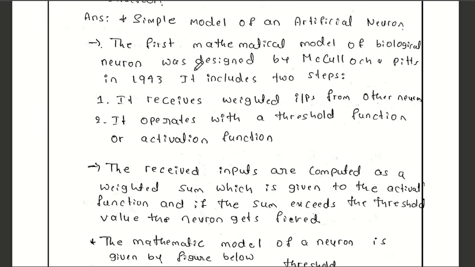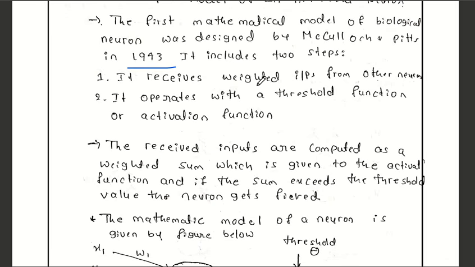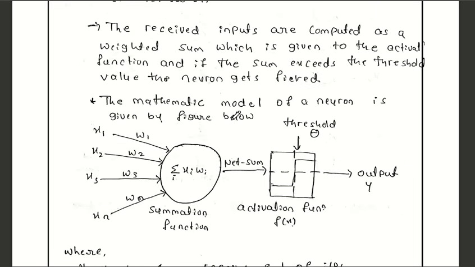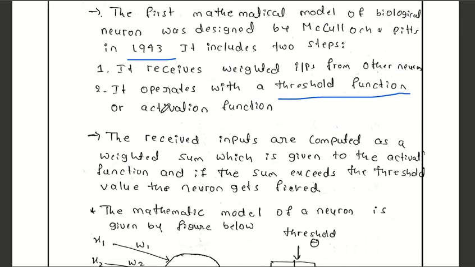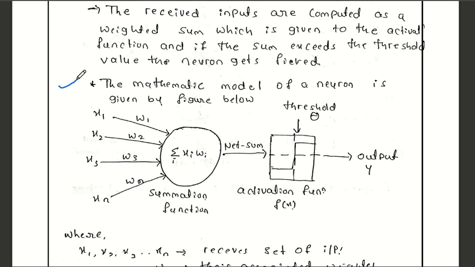It mathematically modeled biological neurons and was designed by McCulloch and Pitts in 1943. It includes two steps. It receives the weights and inputs from the other neurons. Then it operates with the threshold function, or activation function. Okay, the received inputs are computed as a weighted sum, which is given to the activation function. And if the sum exceeds the threshold value, the neuron gets fired. So you can also read this one time, okay, then you will understand.